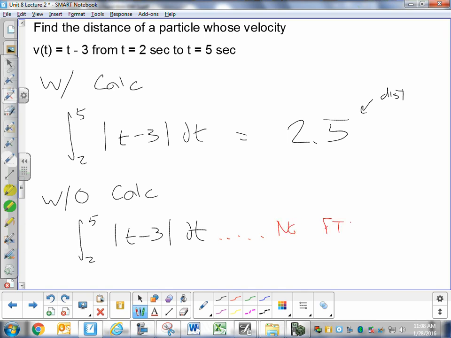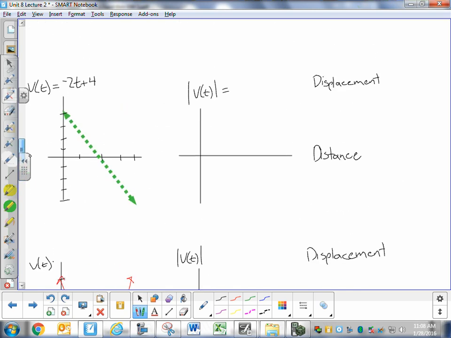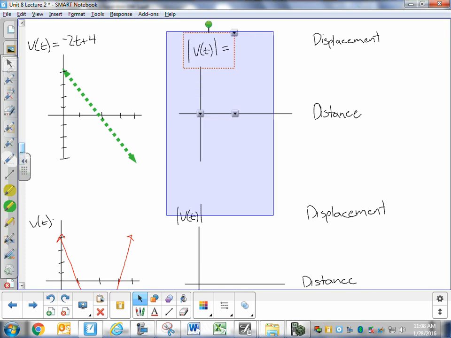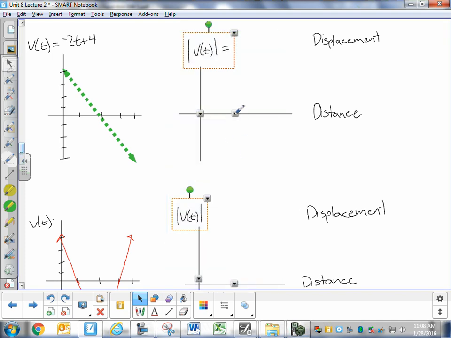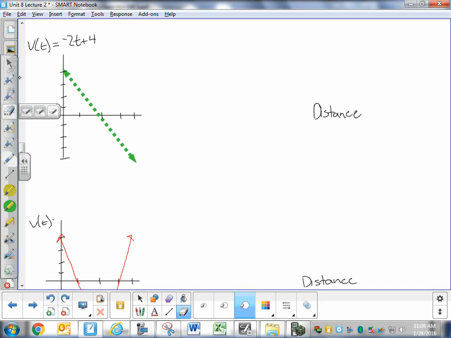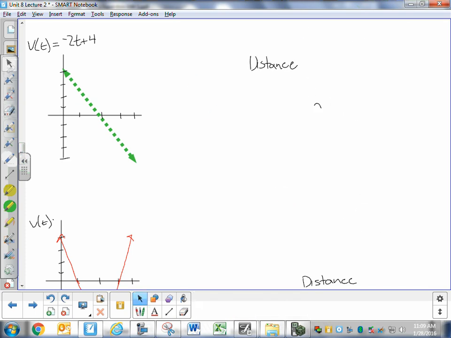Maybe we're going to graph. Let's look at some examples graphically. And maybe if we understand how to find distance graphically, we can understand what to do without a calculator for that previous question.